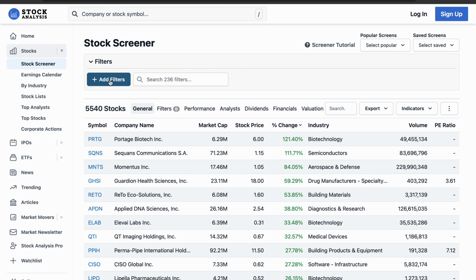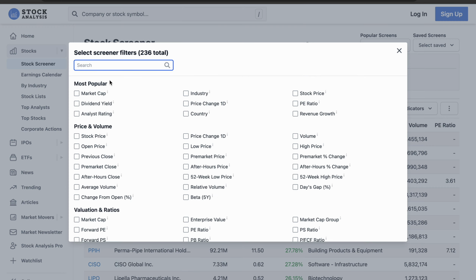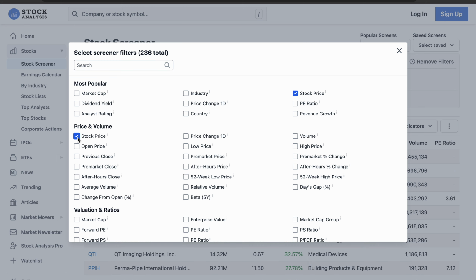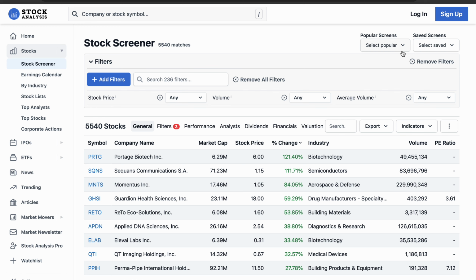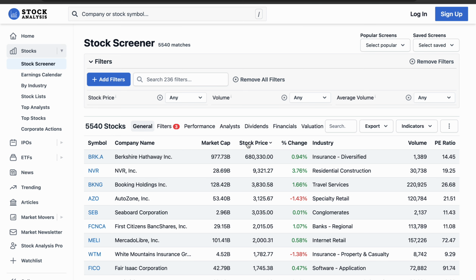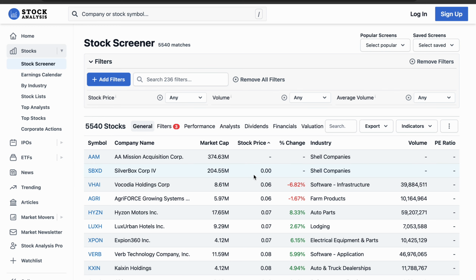What I'm trying to do is add some filters. I want stock price because I'm trying to look at low price stocks. I'll look at volume. I don't know, volume or average volume. Okay, let's take both, and those are my filters. So what I'm going to do is click on stocks. This is the top price stock. And let's go the other way. This is the cheapest stock.